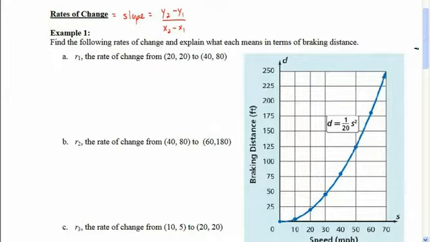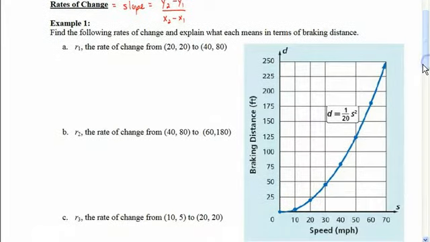It says, find the following rates of change and explain what each means in terms of braking distance. So what this graph represents is this is looking at different speeds, and if you were to slam on your brakes, the distance in feet it would take to come to a complete stop. So the question here is asking us to find the rate of change from (20, 20) to (40, 80). Or in other words, if going from 20 miles per hour to 40 miles per hour, you want to figure out the rate of change in your braking distance.